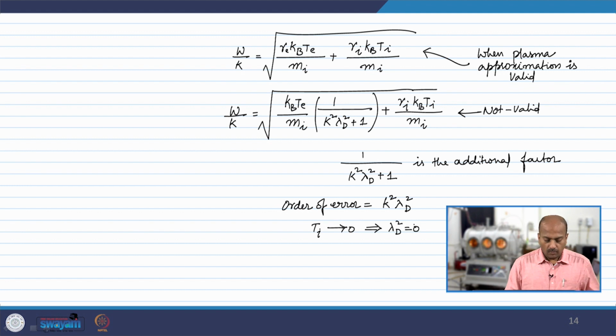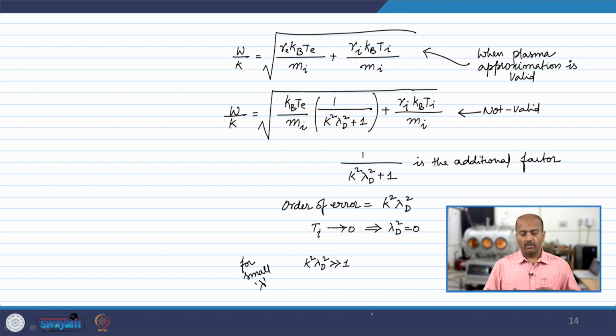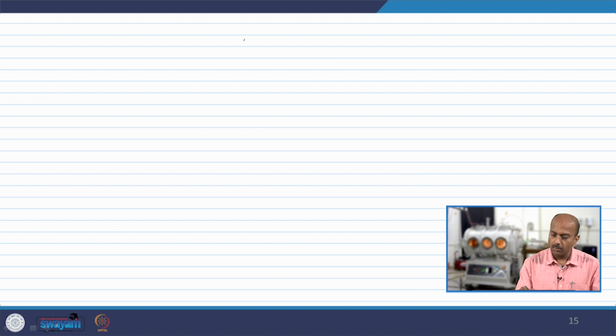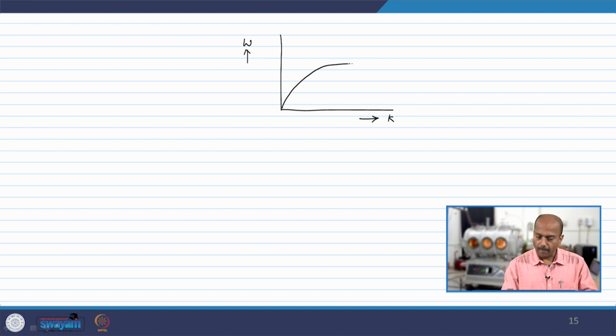So, at shorter wavelengths, k, which is 2 pi by lambda, k square lambda d square becomes much larger than 1 for small lambda, or very large k. For small values of lambda, k becomes very large, or we can say that omega square will become equal to k square. When we plot this, let us say omega versus k, it will look something like this. This is k and this is omega, and this is omega p.